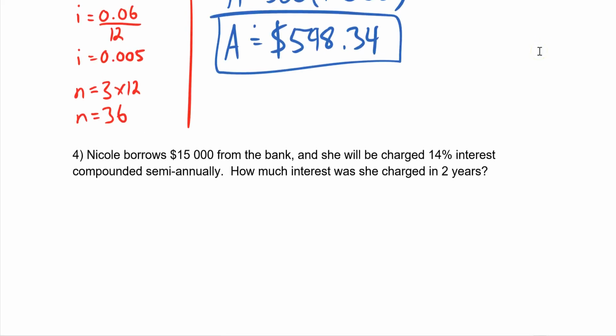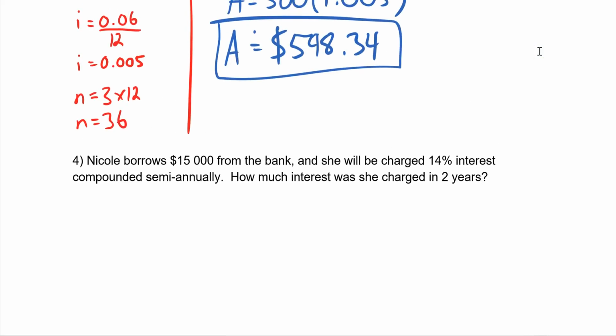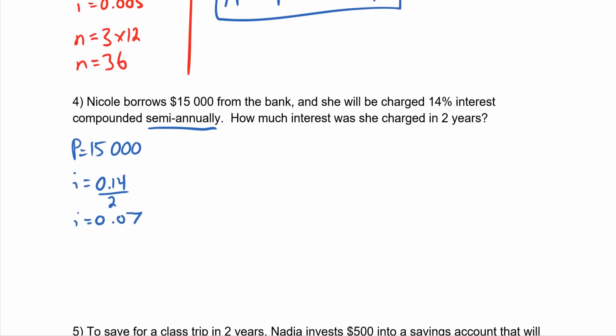All right, so next question. Nicole borrows $15,000 from the bank, and she'll be charged 14% interest compounded semi-annually. How much interest was she charged in 2 years? Now, the principal amount here is $15,000. This is how much she's borrowing, and she's going to be charged interest on top of this. Now, the interest rate is 14%, 0.14, and it's compounded semi-annually, so we have to divide that by 2. So 7% interest she's charged every 6 months.